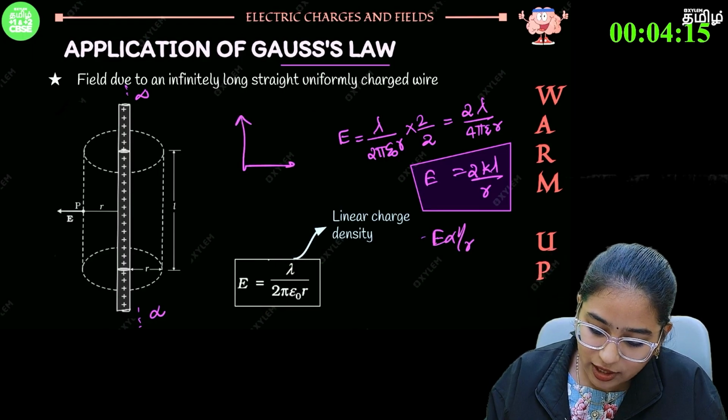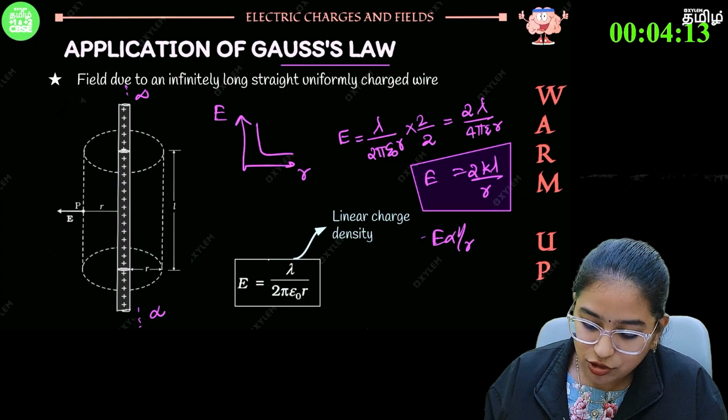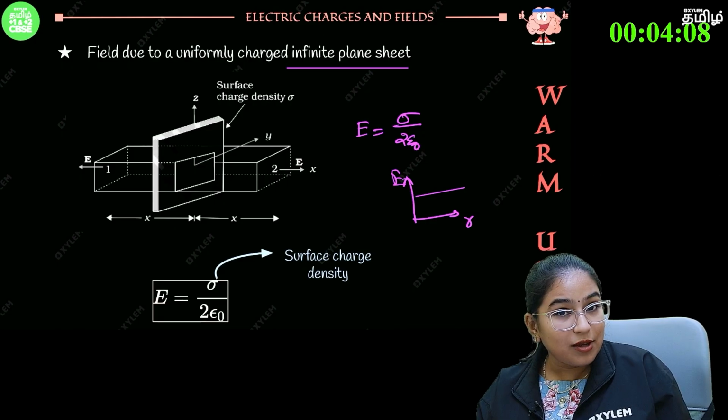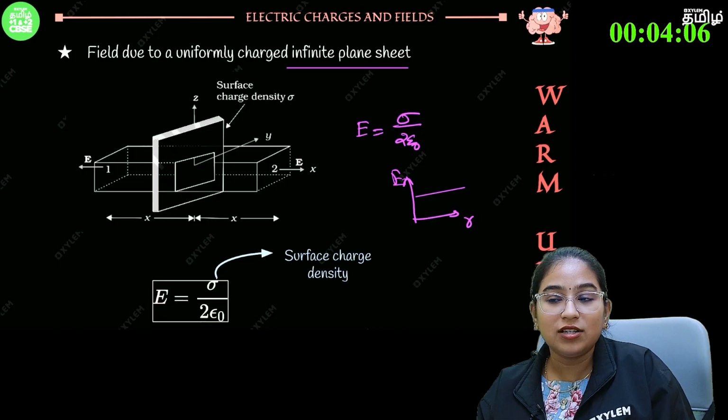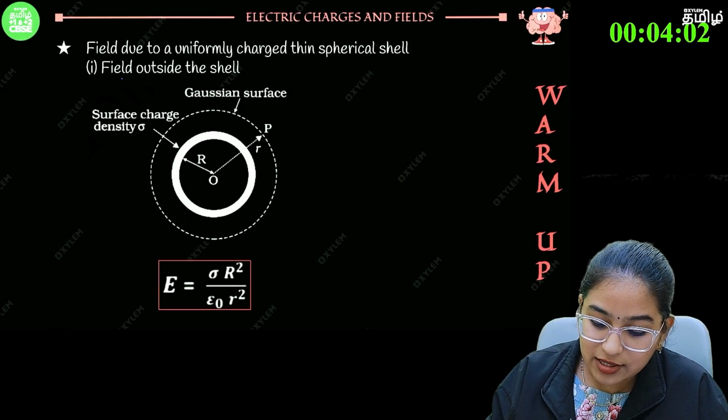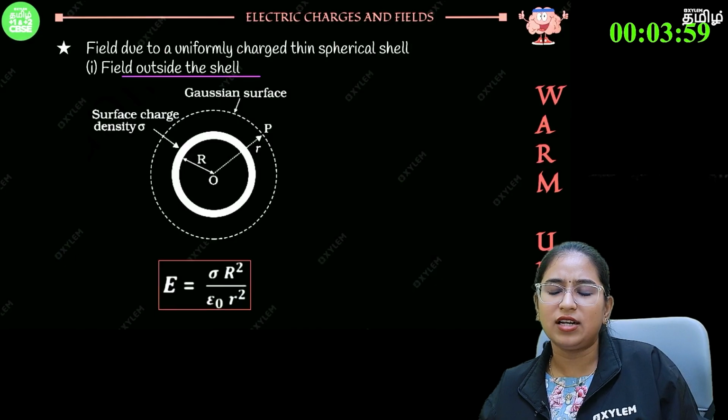So if I plot the graph, it will be like E and R. So you will be getting an inverse graph. But here this is not the case. Whatever the dimensions of the object or the Gaussian surface, it doesn't matter. The next one is the shell or hollow cylinder.